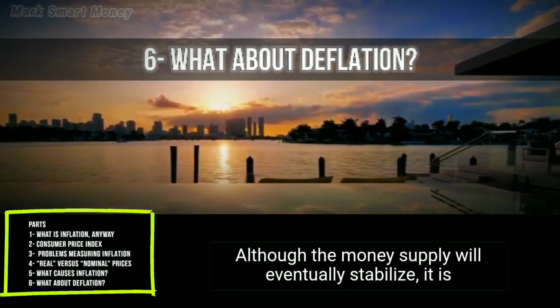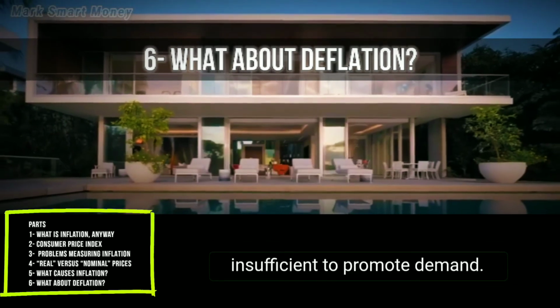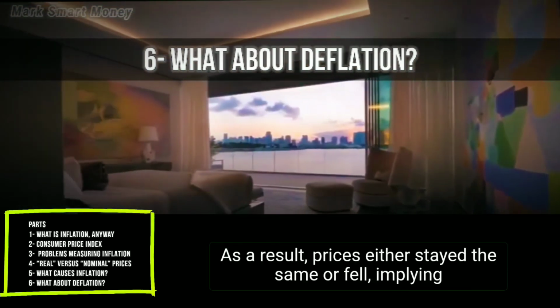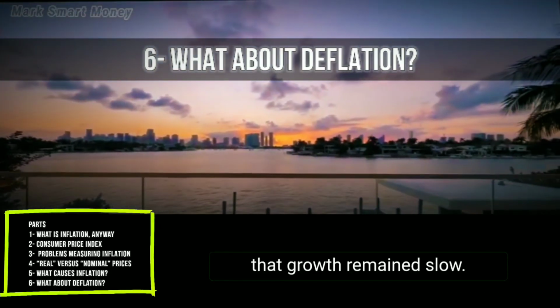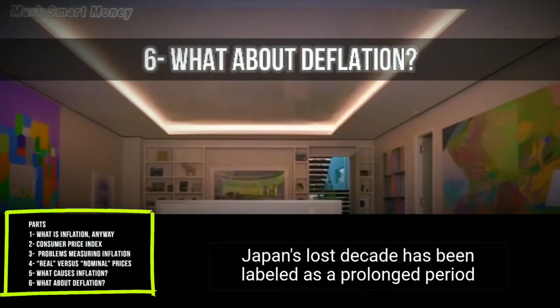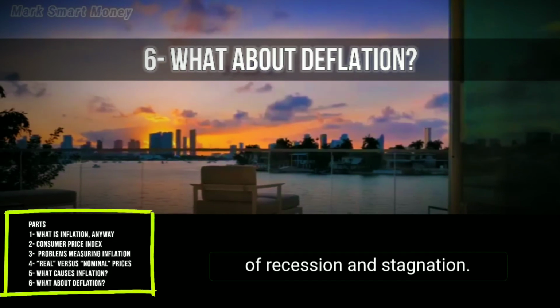Although the money supply will eventually stabilize, it was insufficient to promote demand. As a result, prices either stayed the same or fell, implying that growth remained slow. Japan's lost decade has been labeled as a prolonged period of recession and stagnation.